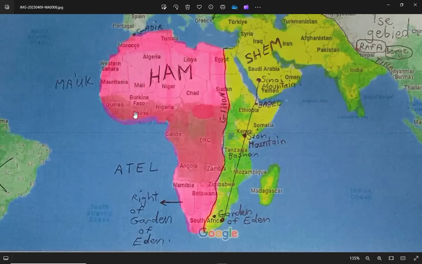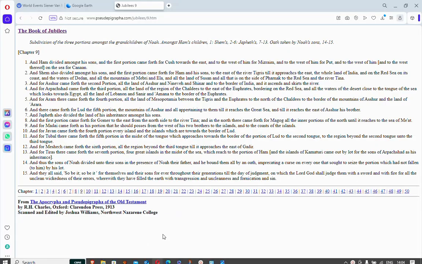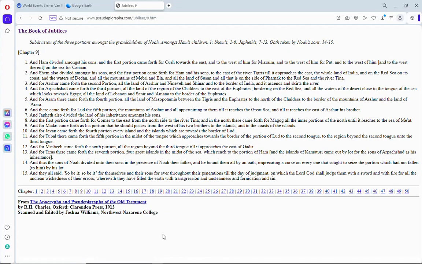But what it does say is that Canaan's area was on the coast, on the west coast of Africa. So it could be from Morocco right down here to South Africa. This is all west coast here. So we don't know where on the west coast Canaan received his area. It doesn't say. We just know that he got the west coast.